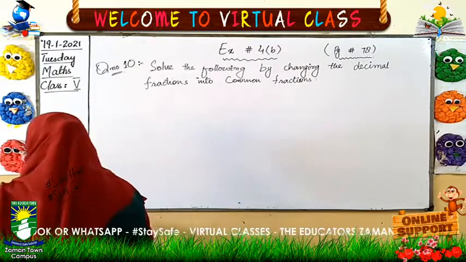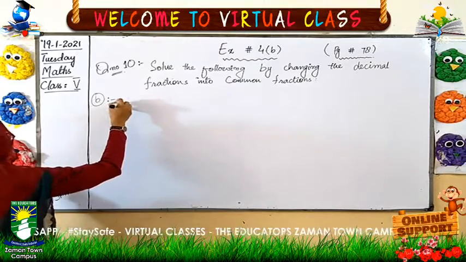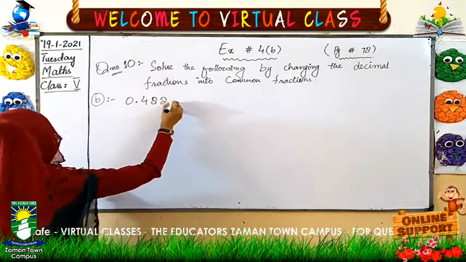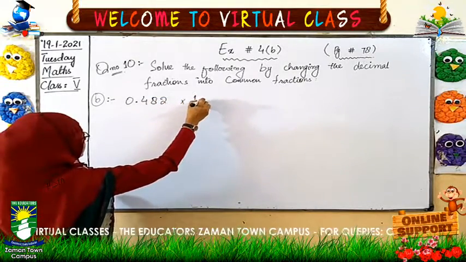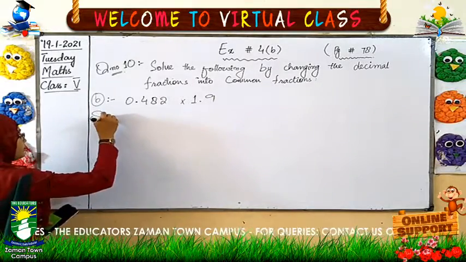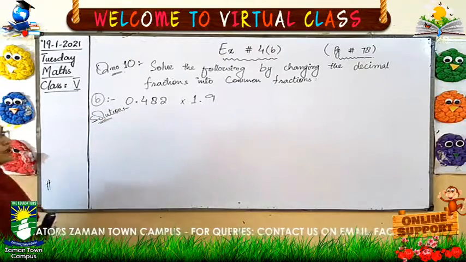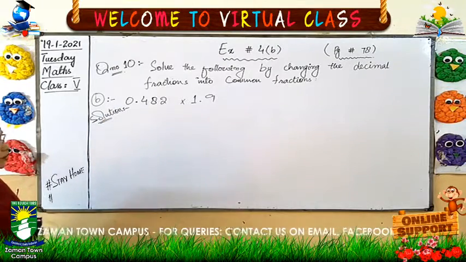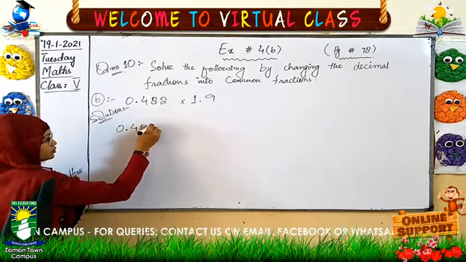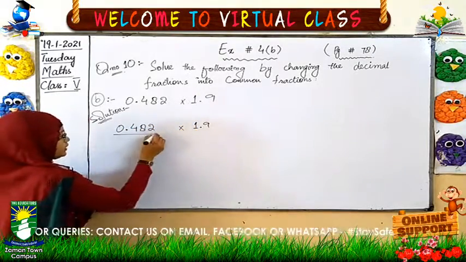See its B part, which is 0.482 multiplied by 1.9. Okay. Now what do we have to do? According to the question, first we have to convert the decimal numbers into common fractions. So how do we convert it? 0.482 multiplied by 1.9. How do we convert it?